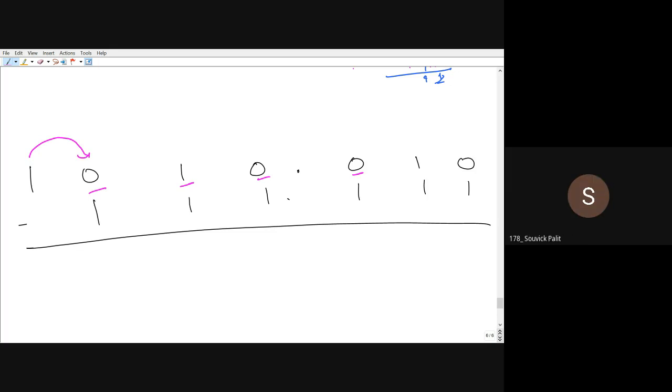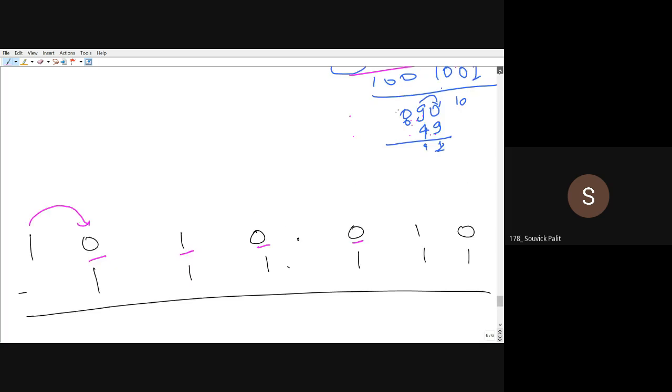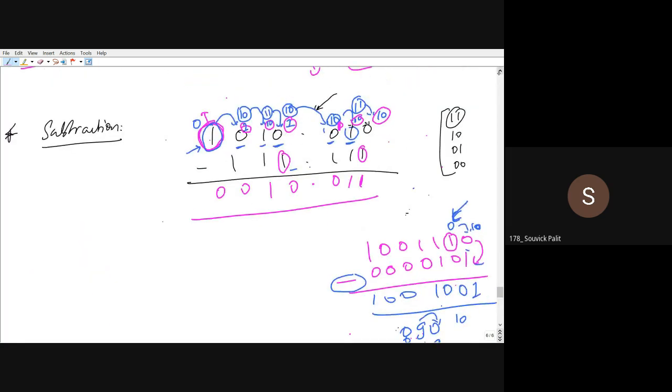Sir, that means we can only subtract when there's 1 at the top and 0 at the bottom, right? In the top example also, we were able to subtract only when there was 1 at the top and 0 at the bottom. If you're having 1 and 1 and you have to subtract this, it will be 0. If you're having 1 and 0, then if you subtract, it will be 1. If you're having 0 and 1, then you have to borrow.